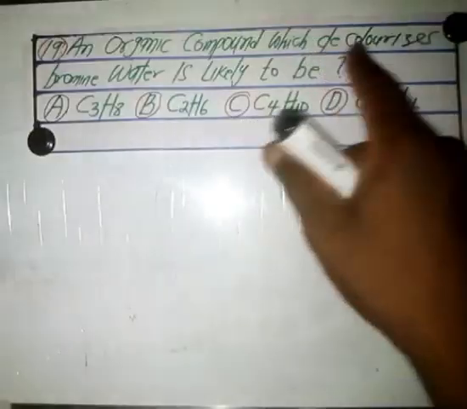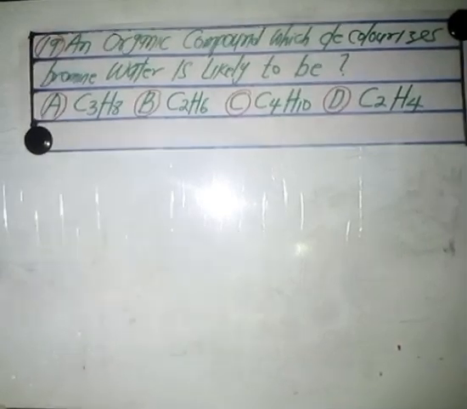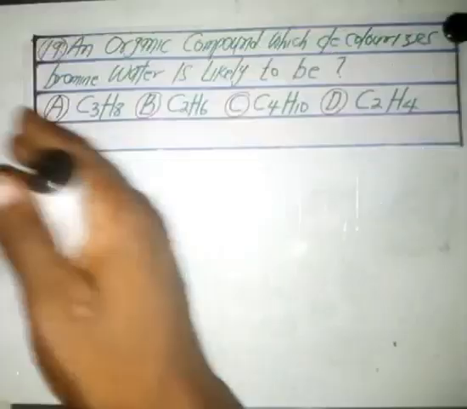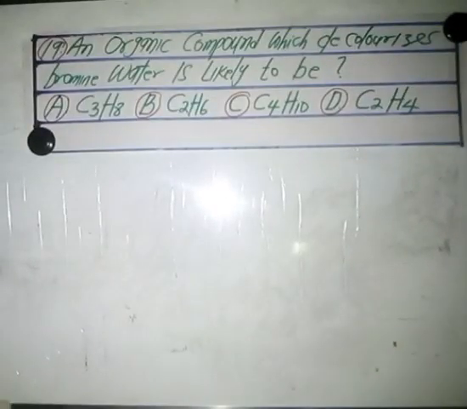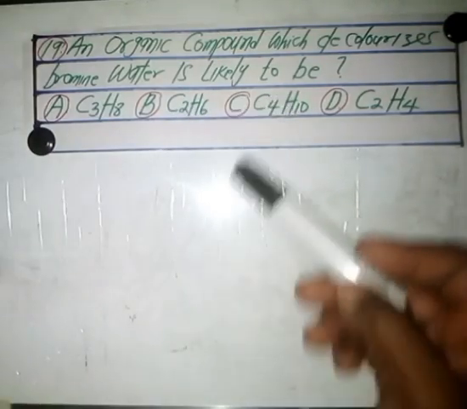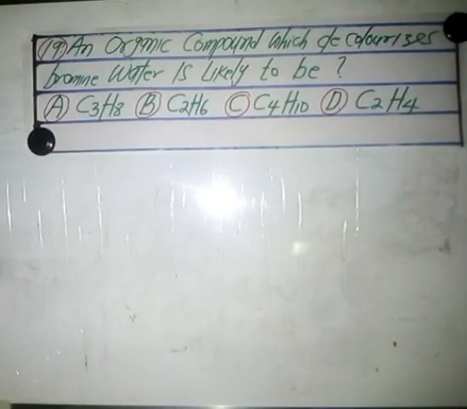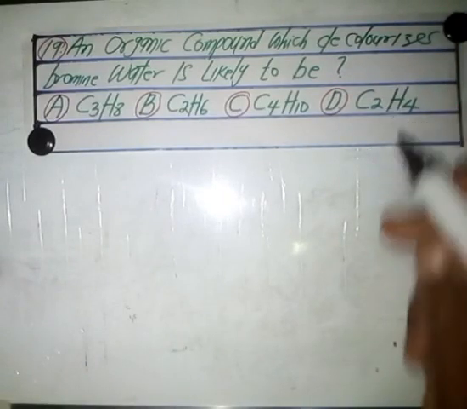Okay, an organic compound which decolorizes bromine water is likely to be... The one that will decolorize bromine water is either an alkene or an alkyne. An alkane will not decolorize bromine water. So all these are alkanes, with single covalent bonds.